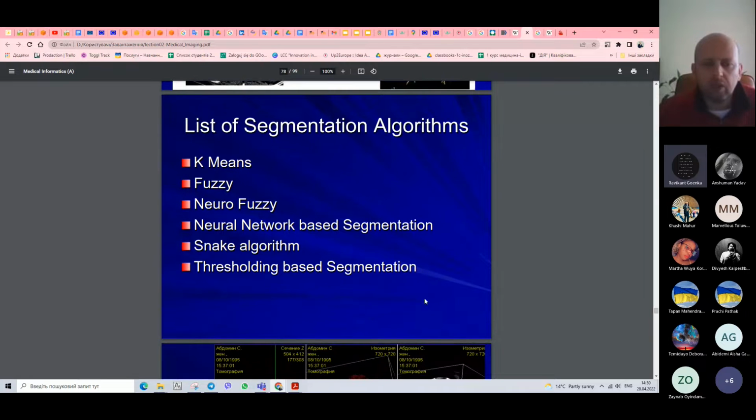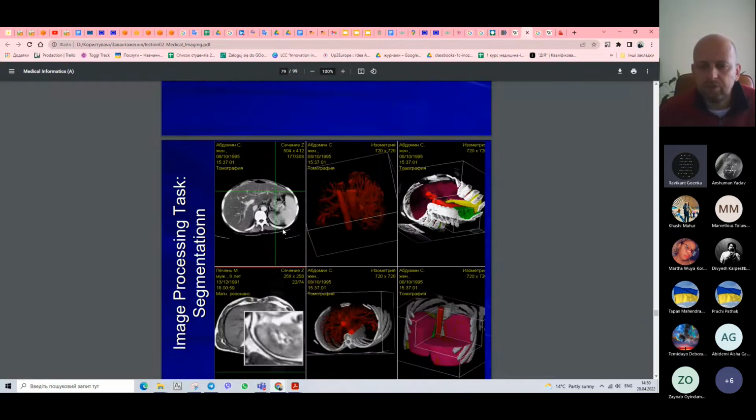A list of segmentation algorithms you can find there: K-means, fuzzy, neuro-fuzzy, neural network based segmentation, snake algorithm, and threshold based segmentation. And you can find how it will look, the imaging after segmentation. You can find different pictures.